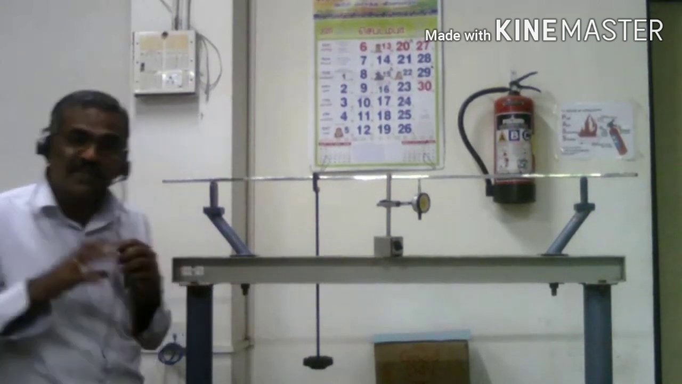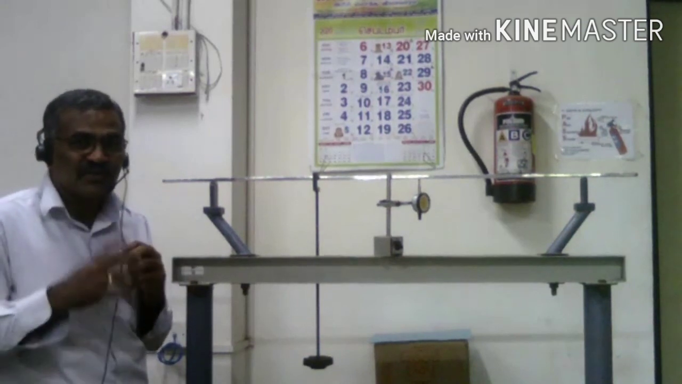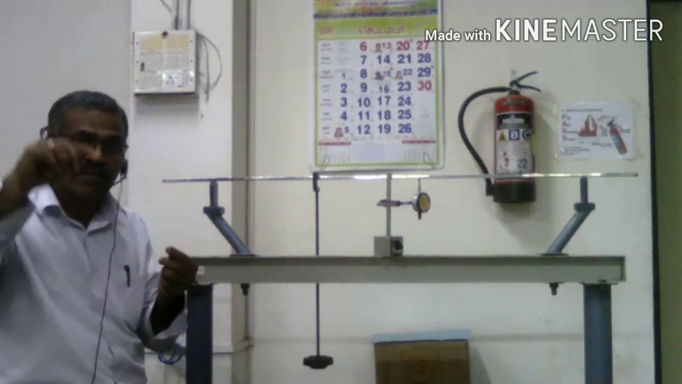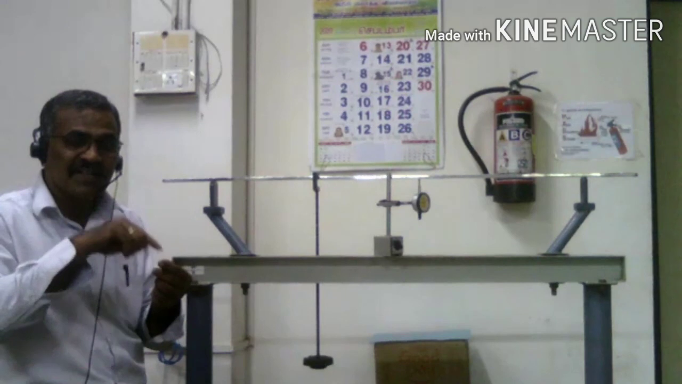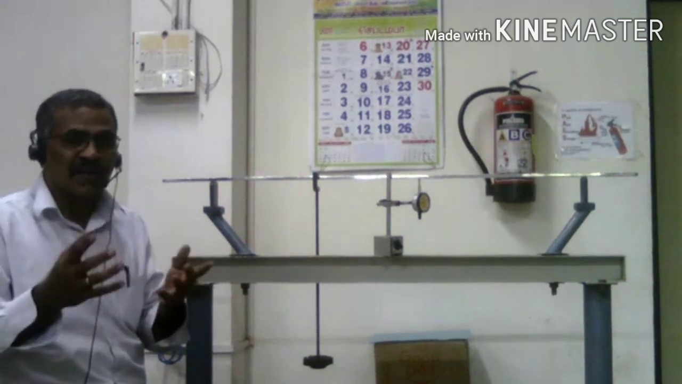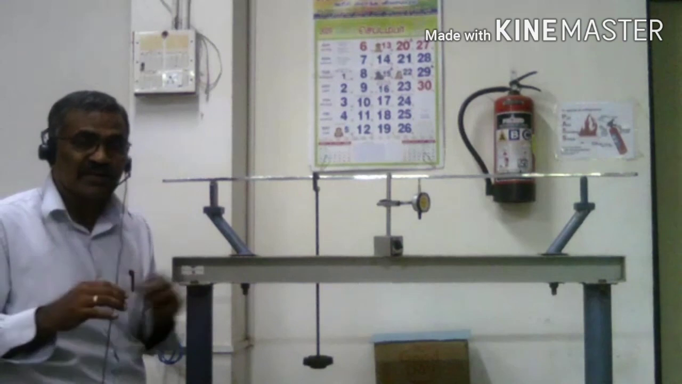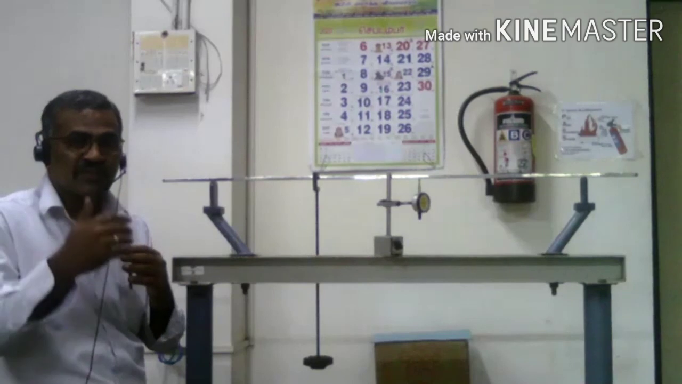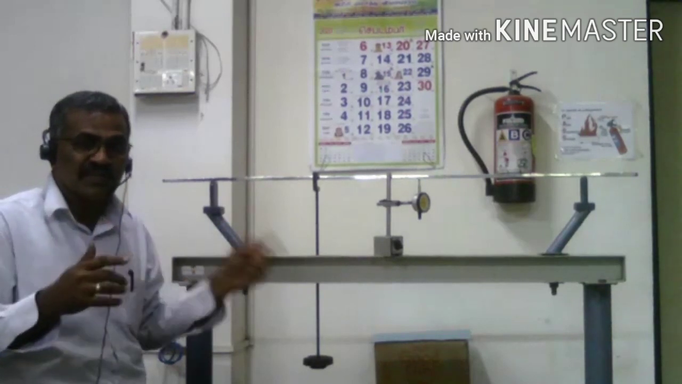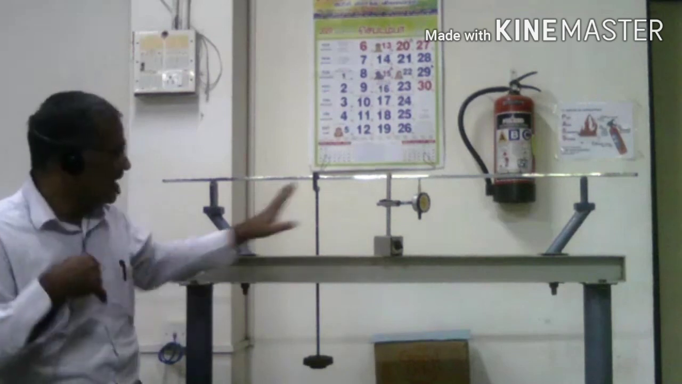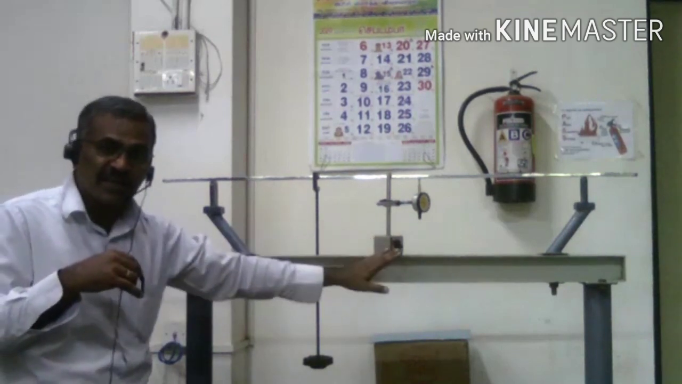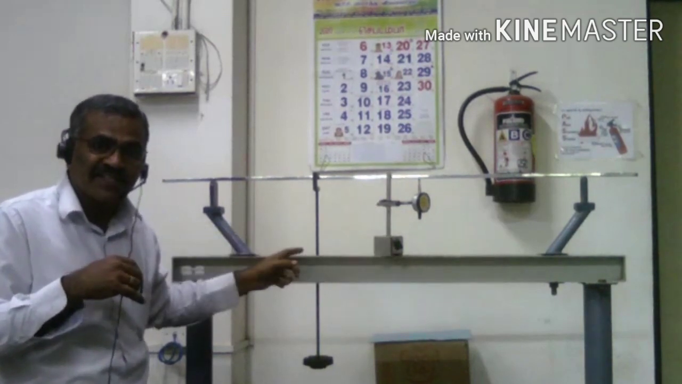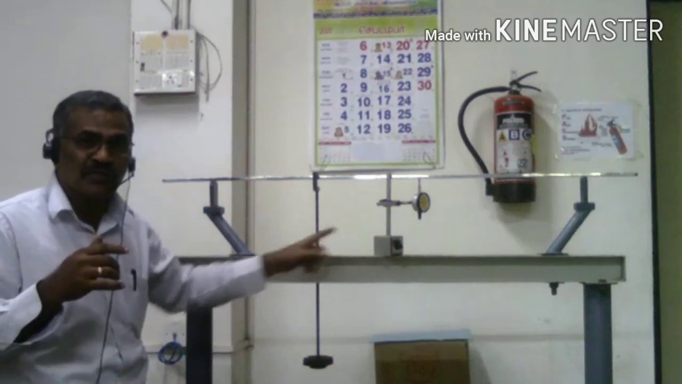This is similar to Maxwell's law. You may be knowing Maxwell's law. The load applied at point A and deflection at B will be equal to the load applied at point B and the deflection at A. This is Maxwell's law of reciprocal theorem. You can also confirm it using this experiment: applying the load at point A and taking the deflection at B will be the same as applying the load at point B and taking the deflection at A. That can also be proved using this experiment.